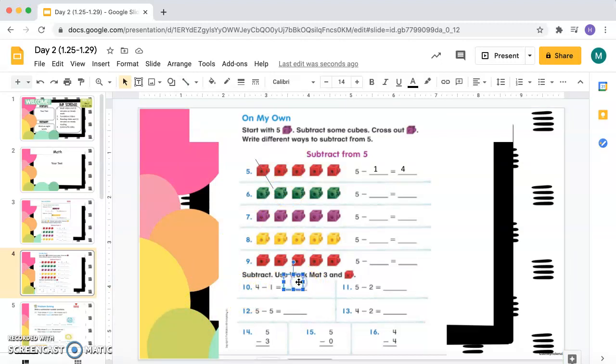All right, so 4 take away 1, 5 take away 5, 5 take away 2, 4 take away 2, 5 take away 3, 5 take away 0, and 4 take away 4.